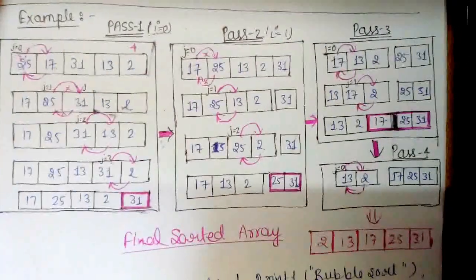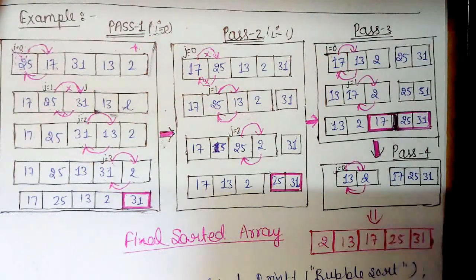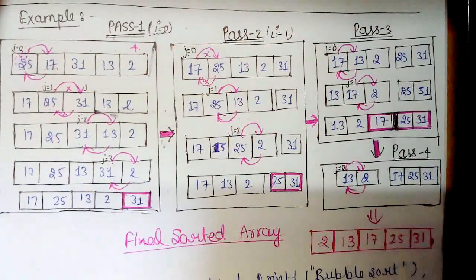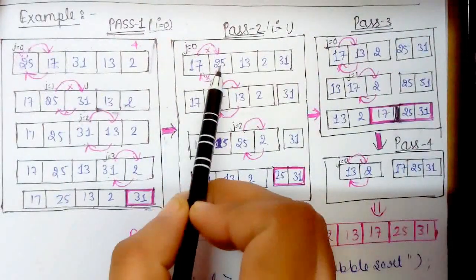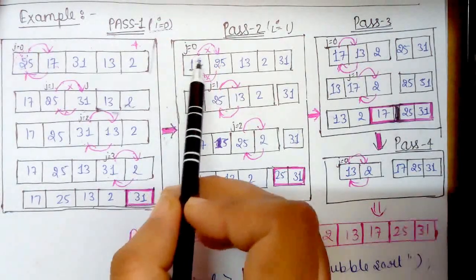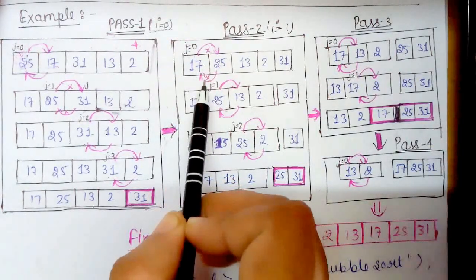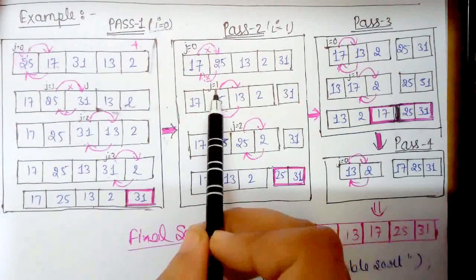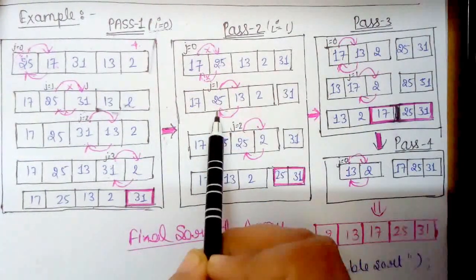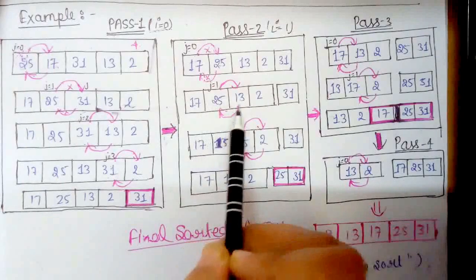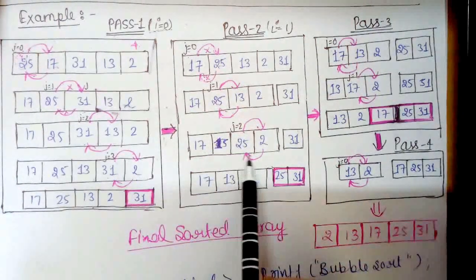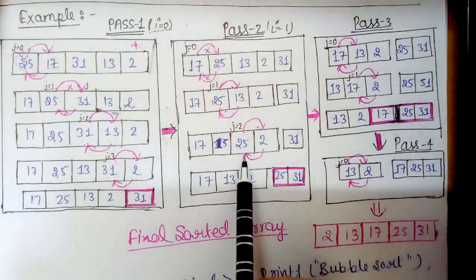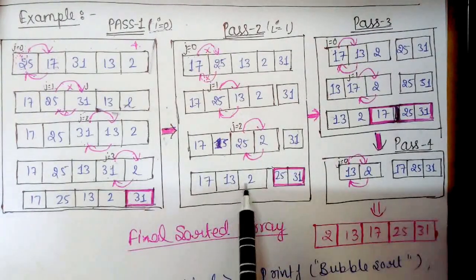In every pass we have some comparisons, and for comparisons we are taking the j variable, and for passes I am taking the I variable. Now I will compare these two values again, 17 and 25. That will not be swapped because 17 is less than 25. Now the j value is incremented. Then we will compare 25 and 13. This will be swapped because 25 is greater than 13. Now we will compare 25 and 2. That will be swapped.